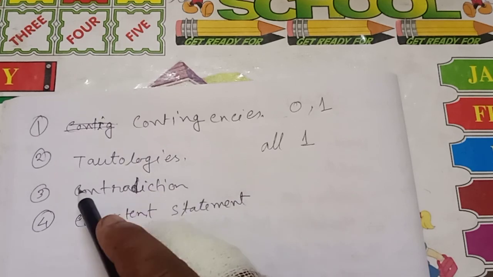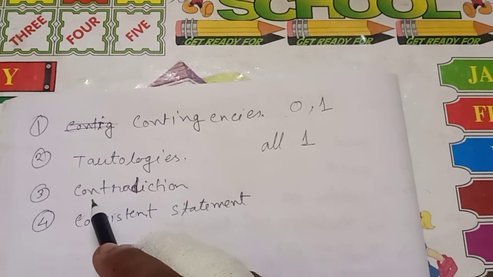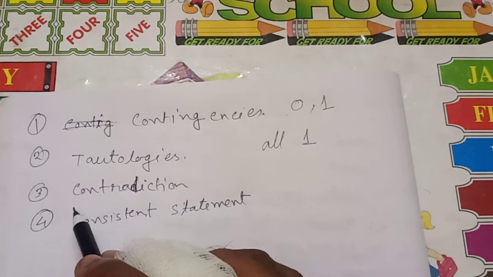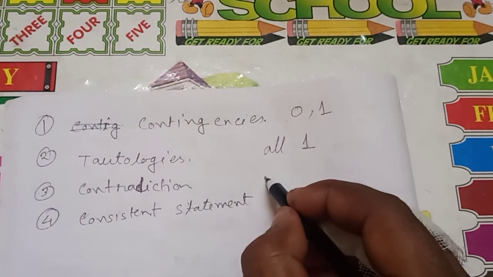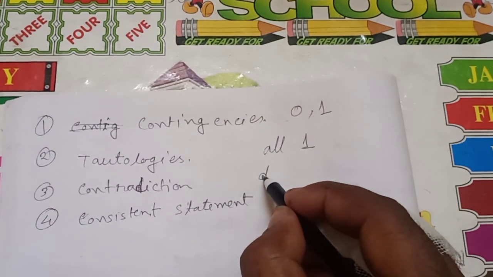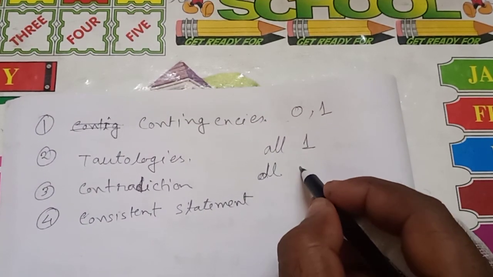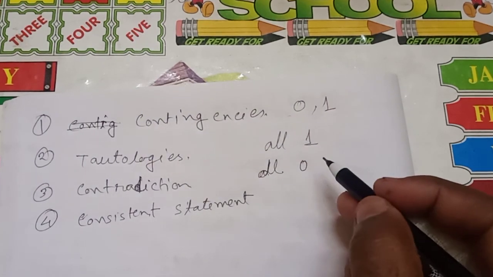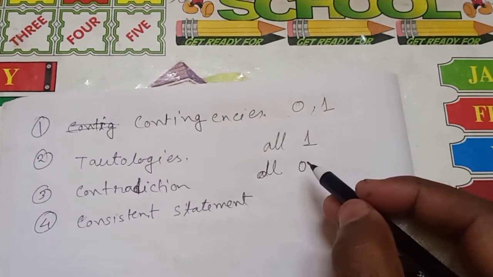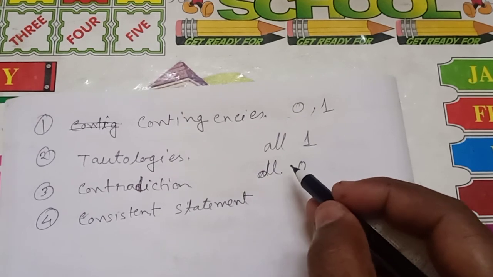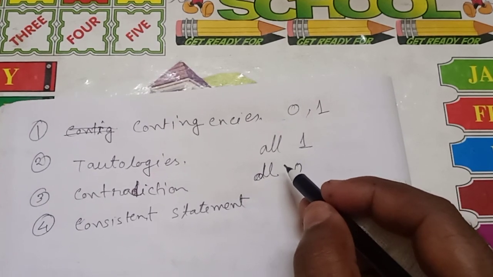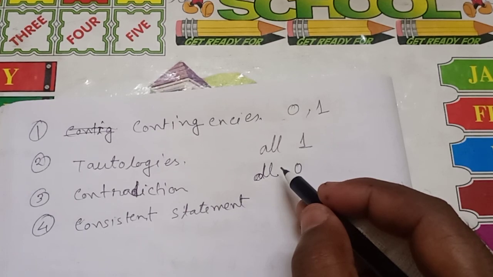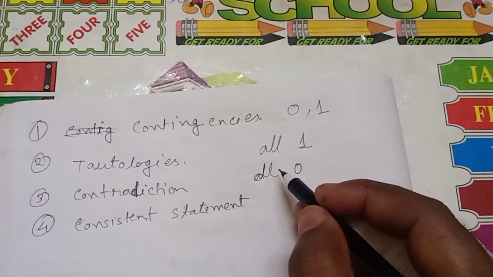And the third one is contradiction. In contradiction, when all the outputs are 0, then we call it a contradiction. And the last one is, two statements are consistent if and only if their conjunction is not a contradiction.